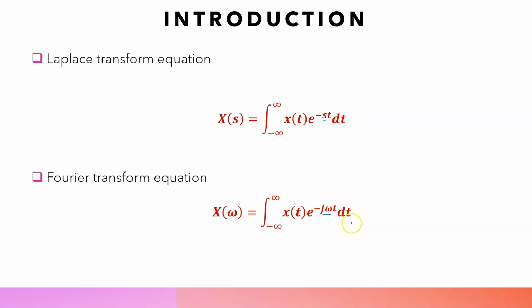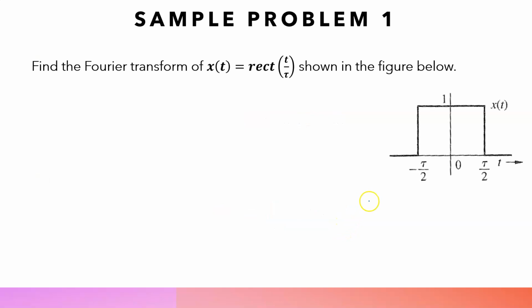Now to practice using this equation, here I give one sample problem where you are asked to find the Fourier transform of x of t equals rect of t over tau, shown in the figure below. This is the signal, which is also known as the gate pulse signal. So this is x of t.